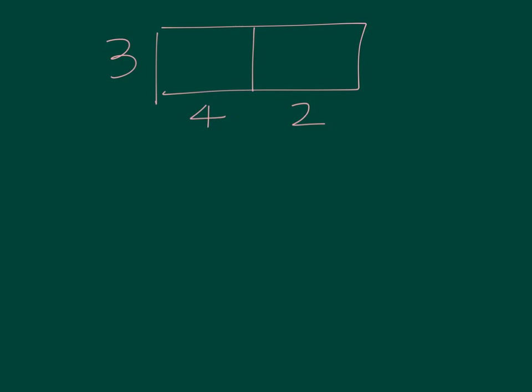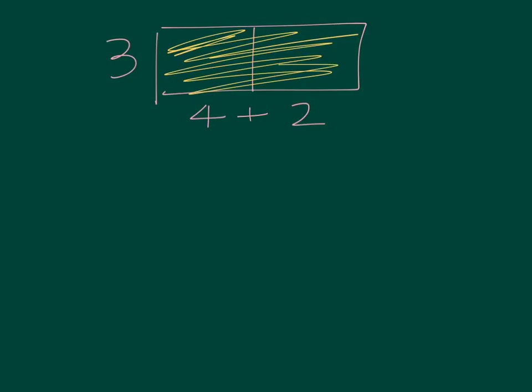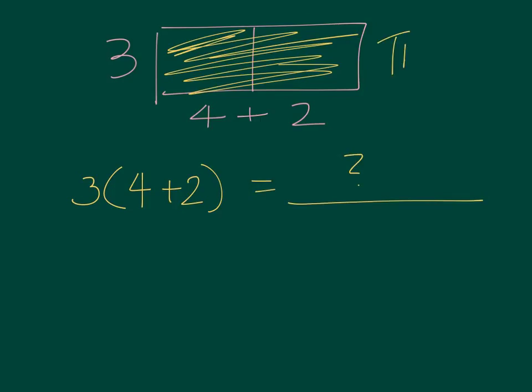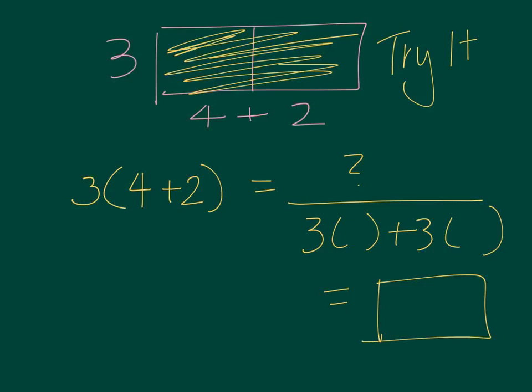So, let's add those together, because our goal is to find the area of this entire thing, okay? I can do 3 times 4 plus 2, or I can use the distributive property, and this is where you're going to fill in the blank. This is the try it. You're going to do 3 times something plus 3 times something, and then tell me what you get. I hope this makes sense, because we're going to do more of it tomorrow.